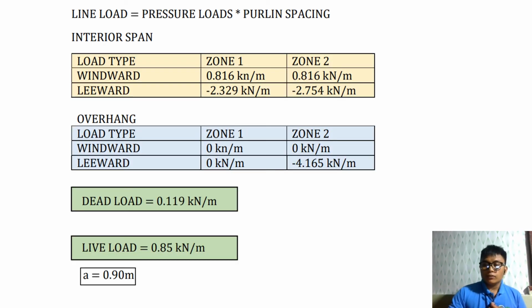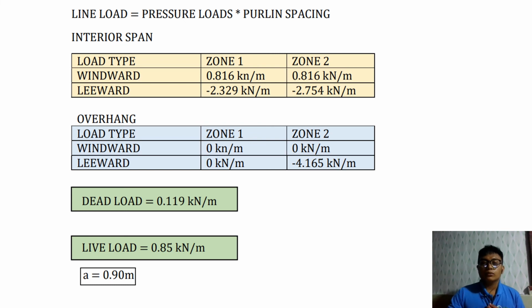So the next one is to convert those pressure loads into line loads or uniformly distributed loads. The formula of it is just the pressure load multiplied by the purlin spacing. The purlin spacing is mentioned earlier, which is 0.85 meters. So that 0.85 meters will be multiplied on the pressure loads presented earlier. So for interior span, it gives us 0.816 for zone 1, and for zone 2, the same value of 0.816 kilonewton per meter.